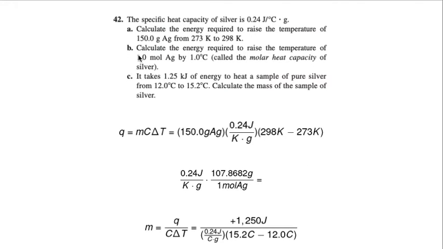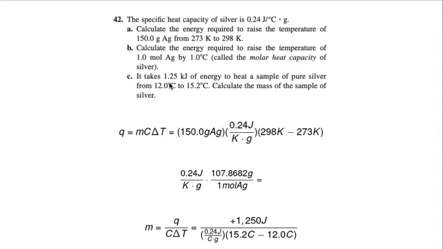For B, they ask to calculate the energy required to raise the temperature of 1 mole of silver by 1 degree Celsius, called the molar heat capacity. So not the specific heat capacity, but the molar heat capacity. And all you're doing there is converting this specific heat capacity in per gram to per mole. And so you're just using the molar mass to do that.